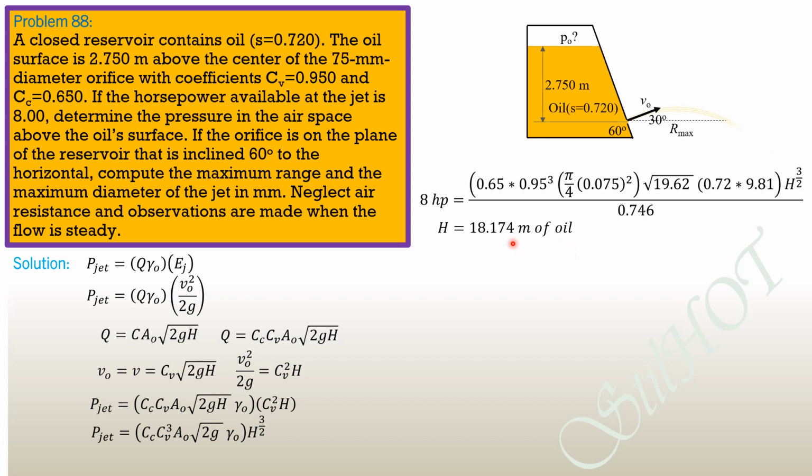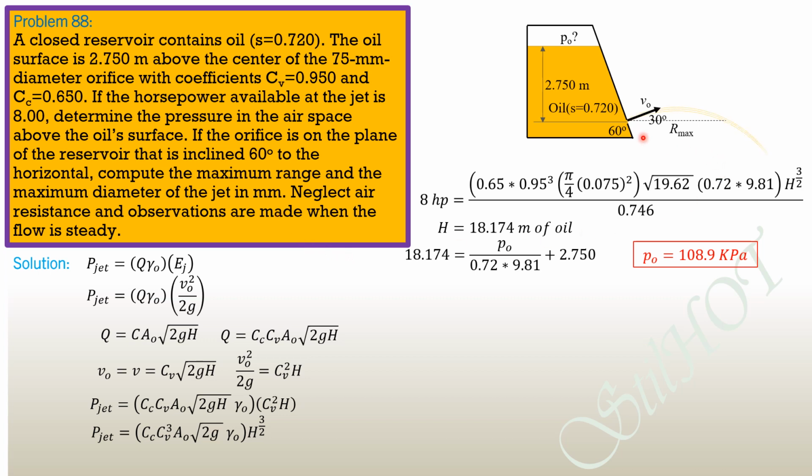This 18.174 is equated to the pressure head of oil in the airspace, which is P sub O over specific weight of oil, plus this depth to the centroid of the orifice, 2.75. So 18.174 equals P sub O over 0.72 times 9.81, plus 2.75. From here, we can solve for PO, and PO is equal to 108.9 kilopascals.